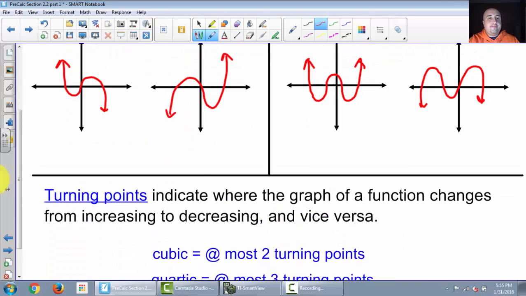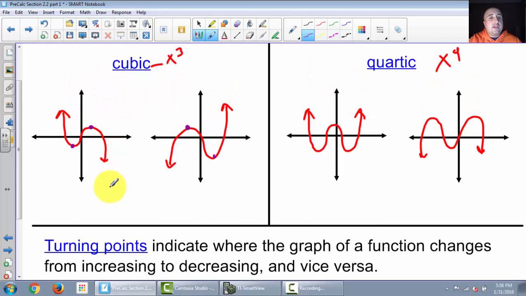Turning points indicate where the graph of a function changes from increasing to decreasing or vice versa. So let's label where our turning points are. We're decreasing, there's a point here, and then now all of a sudden we're increasing. So there's a turning point. We're increasing, increasing, increasing. Oh, we come to a top, and then we're decreasing again. So same thing. So cubics have 2 turning points.